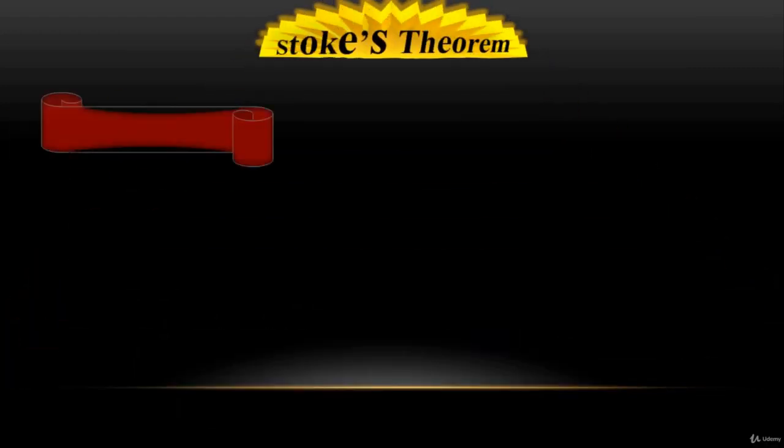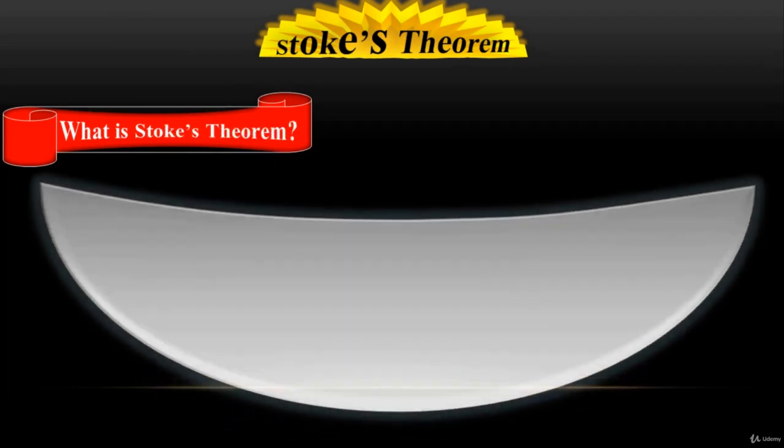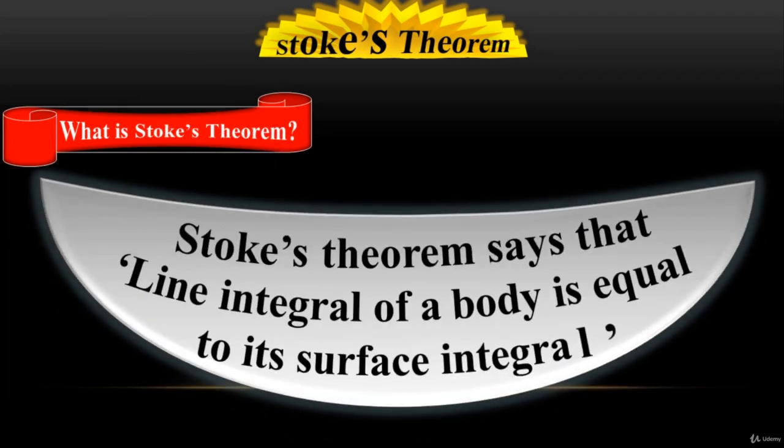Stokes' theorem. What is Stokes' theorem? This is one of the basic definitions of Stokes' theorem. Stokes' theorem says that the line integral of a body is equal to its surface integral. When I take a line integral of a body, it always equals its surface integral. So basically, Stokes' theorem defines the relation between line integration and surface integration.